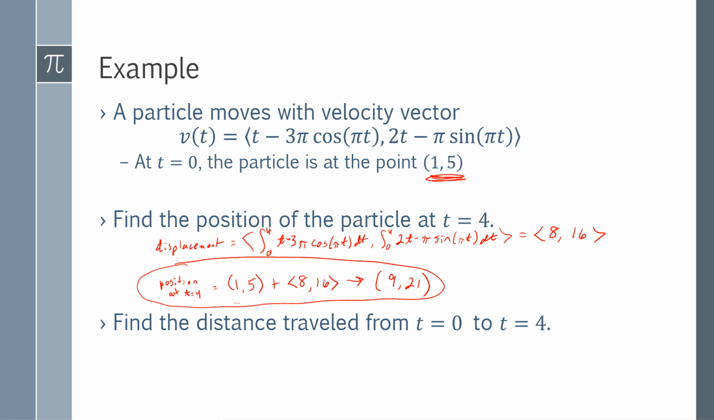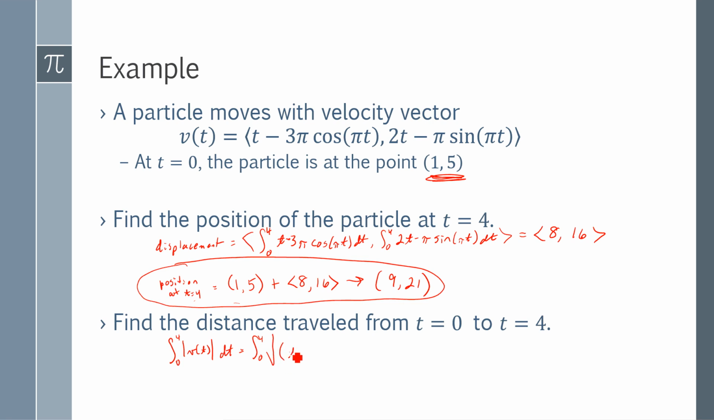Then, if I want to find the distance traveled, because the displacement of 8,16 is not the distance traveled, because we're moving back and forth. We're moving around the coordinate plane here, not linearly in one direction the entire time. So if I want to find the distance traveled from 0 to 4, I need to accumulate the speed from 0 to 4, which means I'm doing the integral from 0 to 4. It's going to be a really ugly radical.